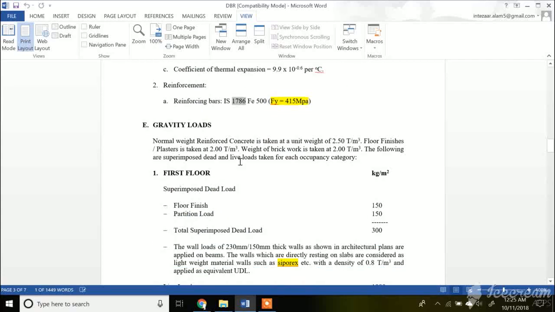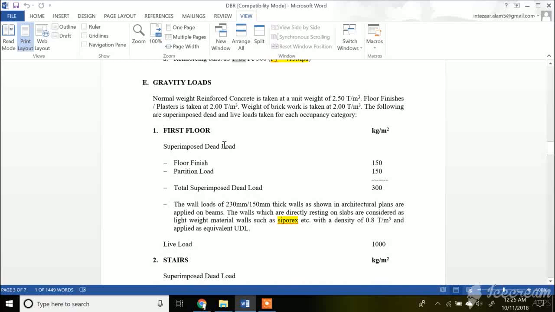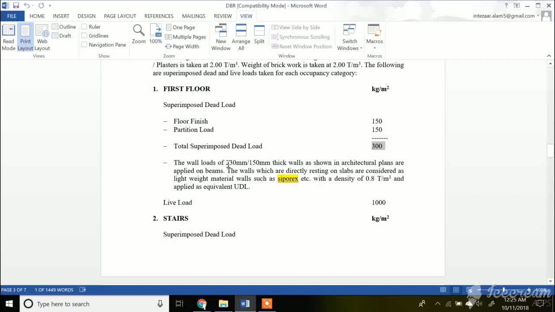Now let us get into the loads which we are taking for our projects. For the first floor we are using a superimposed dead load: floor finish 150 kg per meter square, partition load 150 kg per meter square. These are the superimposed dead loads on your first floor. The wall load of 230 mm: if you are using a 230 mm wall, then that wall load will be acting as a dead load. If you are using 150 mm thick walls for internal column beams, you can use this thickness for the calculation of dead load.